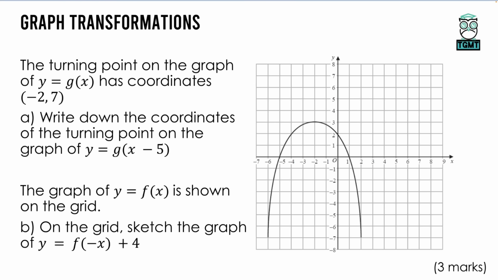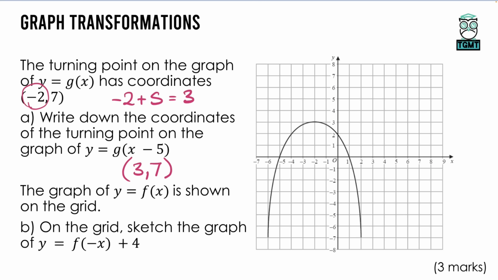So instead of taking away 5 from the x coordinate, actually what this does is it adds 5 to the x coordinate. So here the x coordinate is negative 2, so negative 2, add 5, gives us 3. So our new x coordinate would be 3, the y coordinate remains unchanged, so that would be 7. So there we go, just adding 5 to the x coordinate.